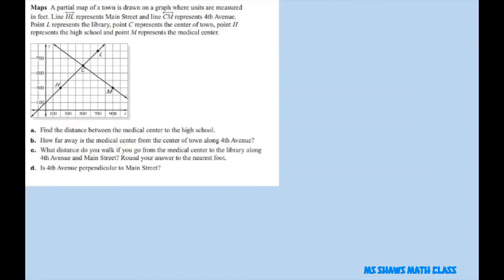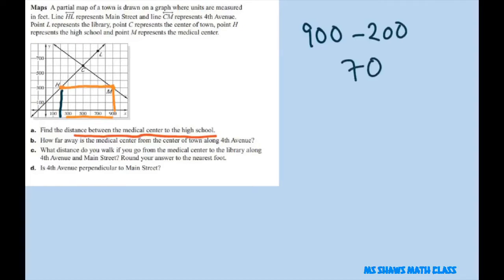So for the first one, it says, find the distance between the medical center and the high school. So let's draw where that is. That's this line right here. Since it's a constant slope, we can just measure it by subtracting our x's. So our x here is 900 minus, as you come down here, 200. So that would be 700 feet. So that one we got lucky on.